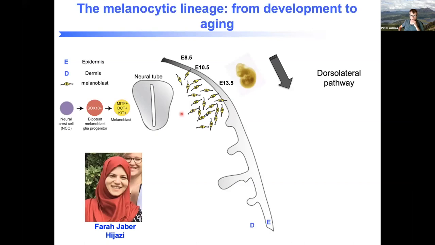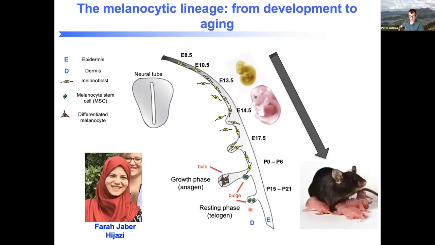And after a lot of thought and consideration, she arrived at this melanocyte model. And I think the reasons for this will become apparent when I tell you a bit more about the biology of these cells. So these cells originate out of the neural crest at about E9.5, 10.5 of development, when these bipotential melanoblast and glial progenitor cells migrate out of the neural crest. These SOX10 positive bipotential cells then differentiate further to generate these MITF DCT KIT positive melanoblast specific cells. And they then migrate through what's known as the dorsal lateral pathway into the epidermis, and ultimately end up populating the hair follicles of the mouse in two places.